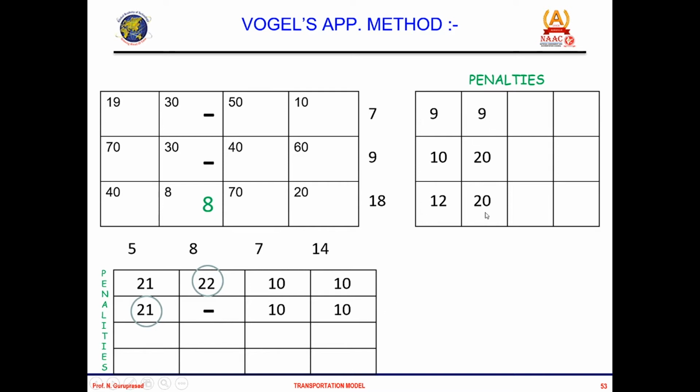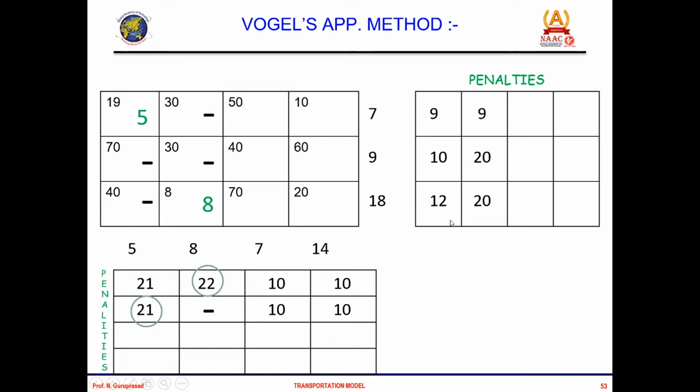Now I have a total of 6 penalties, 9, 20, 20 for the rows, and 21, 10, and 10 for the columns. Out of these 6 penalties, I pick up the highest, which is 21, which belongs to the first column. In this first column, the least cost is 19, and hence I am going to allocate as much as possible to this cell whose cost is 19. What I can allocate there is only 5. That will take care of my column requirement because the demand here is only 5.